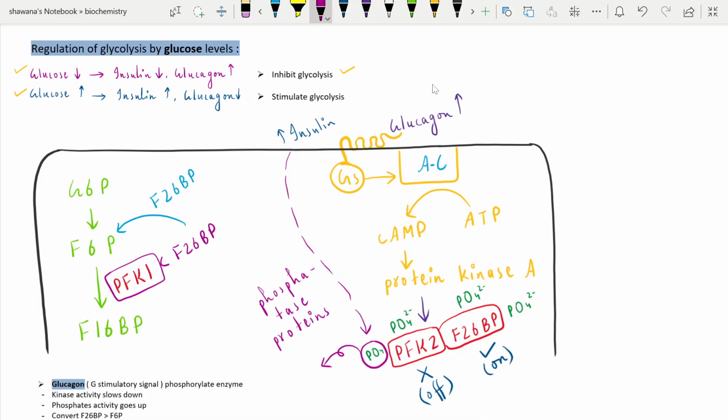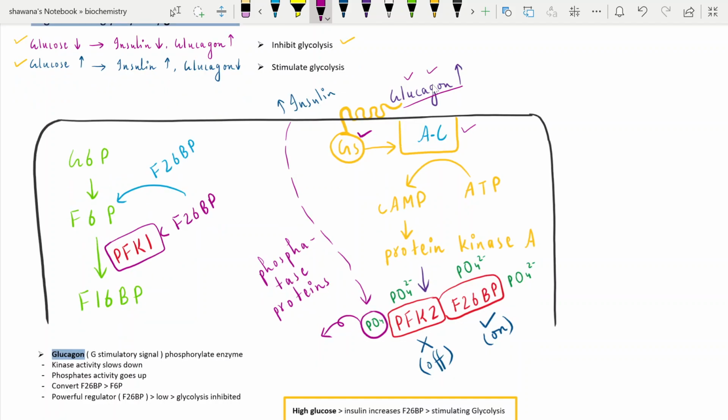Insulin will be gone, and glucagon will appear. Don't remember it as "glucagon will be high when glucose is low." Just remember that when glucose is gone, glucagon is going to be there. Glucagon stimulates the cell via G stimulatory proteins. G stimulatory will activate adenylate cyclase. It will convert ATP into cAMP, and cAMP will produce protein kinase A.